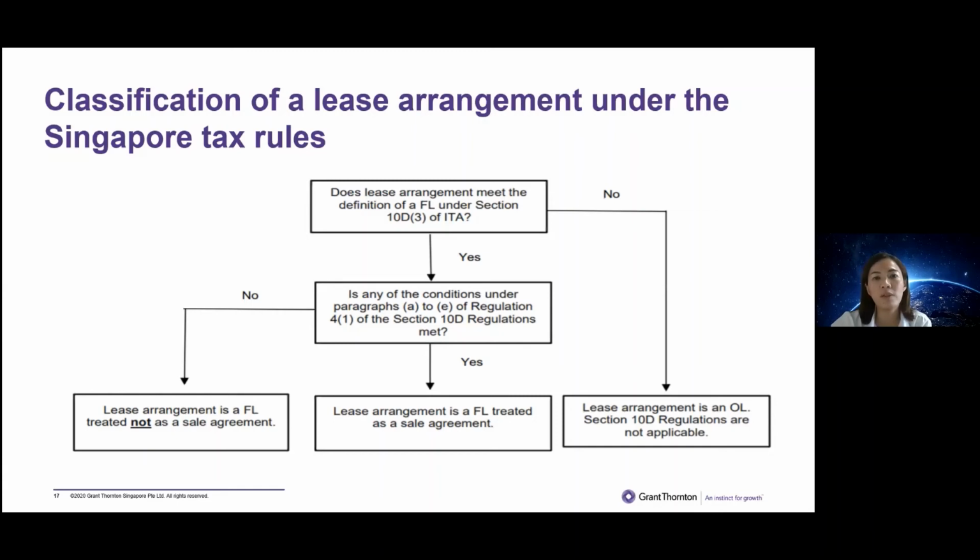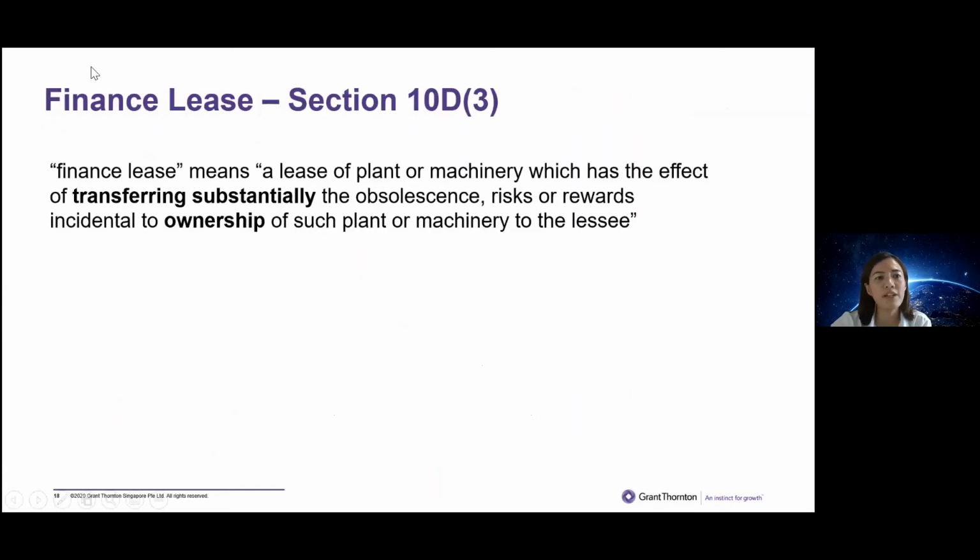Now I'll give you the definition of what a finance lease is under the Tax Act. This definition has its background in FRS 17, which defines a finance lease to be a lease of plant or machinery which has the effect of transferring substantially the obsolescence, risks, or rewards incidental to the ownership of such plant or machinery to the lessee. As you can see, this definition is very broad.